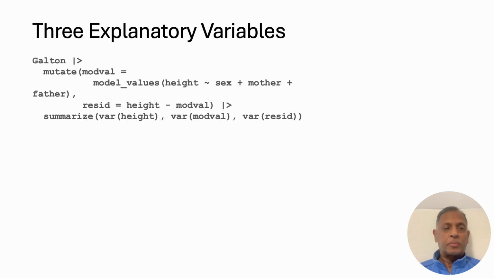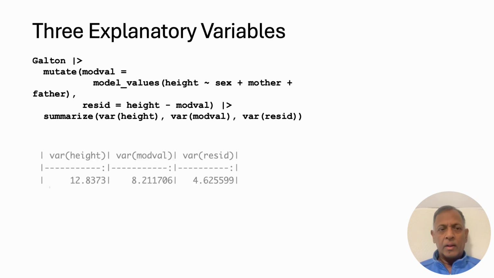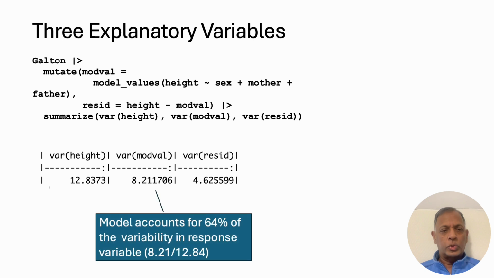Now we consider three explanatory variables: father's height, mother's height, as well as the sex. So that's model values: height tilde sex plus mother plus father. Now we find that it explains a little bit more. It went from 7 to 8 something, and the R square has also gone up now to 0.64, or 64%.